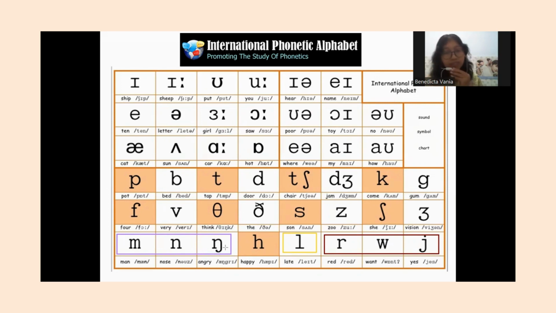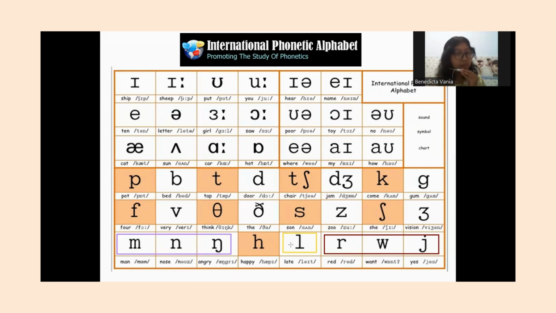Now we're going to move on to the lateral consonant. There's only one lateral consonant in English, and it's l, and it's read, well, not read, it's better to say that it's pronounced as l, and it's used in words like late, note, daily, fully, full, sold.